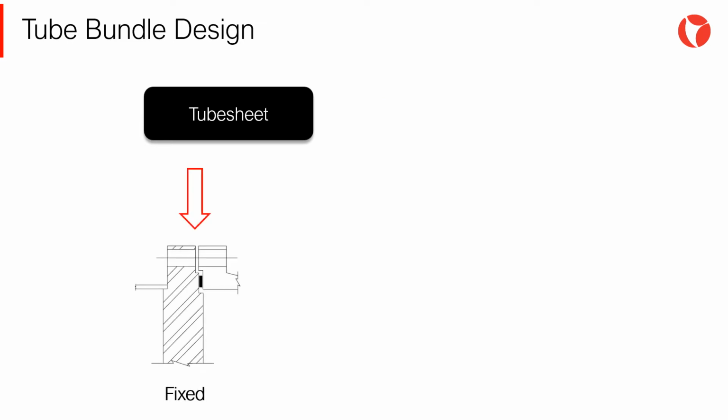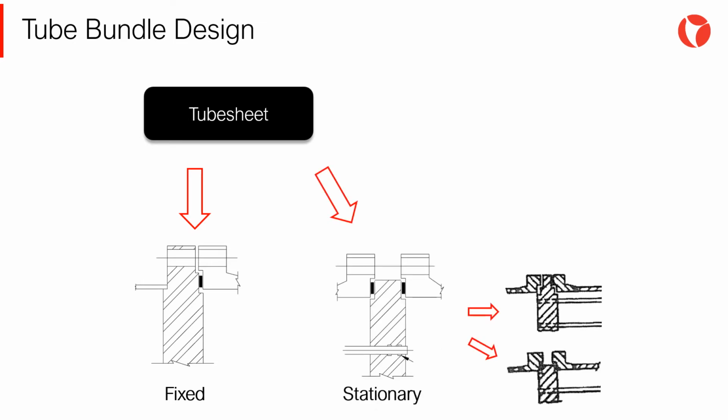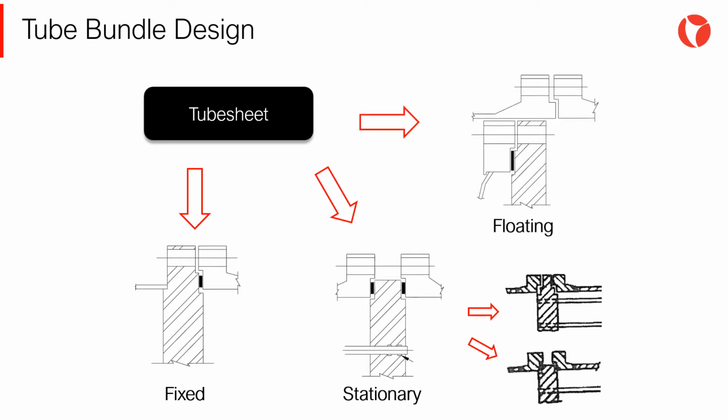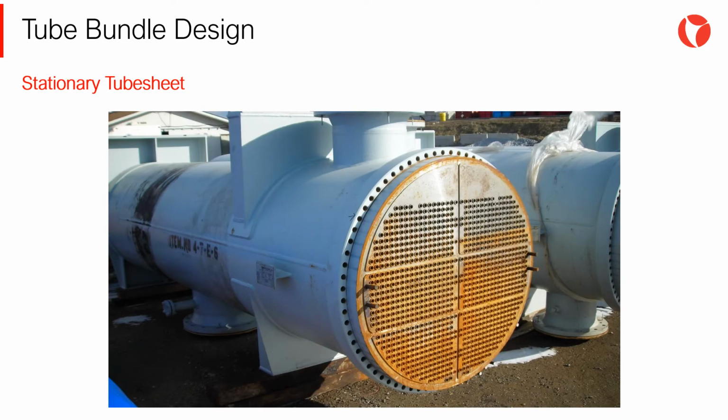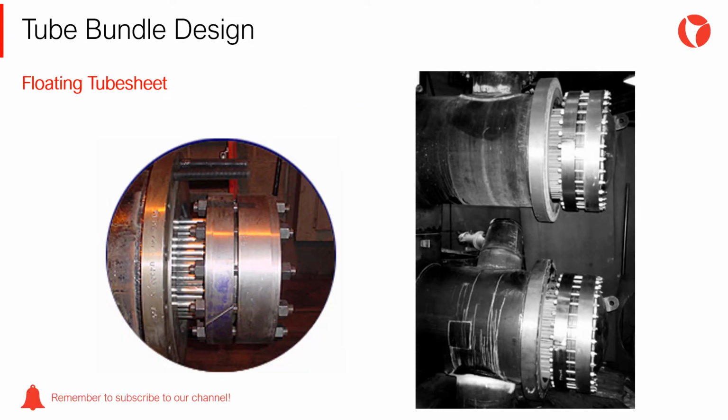There are basically three types of tube sheets. Fixed, they are welded to the shell or to the stationary head. Stationary, these tube sheets are embraced by the shell and the stationary head. And floating tube sheets, they allow the free displacement of the tube bundle. Stationary tube sheets are normally used for removable tube bundles. Floating tube sheets are embedded in floating heads, designed to allow the free expansion and contraction of the tube bundle.